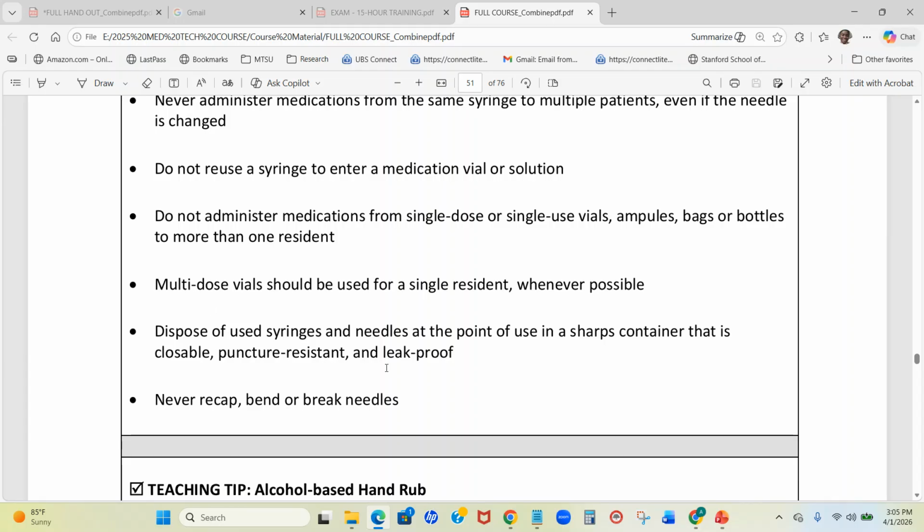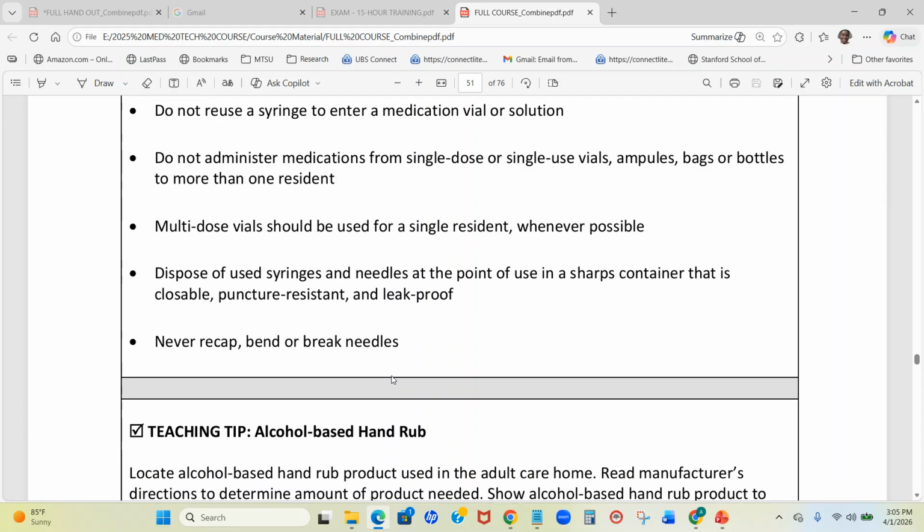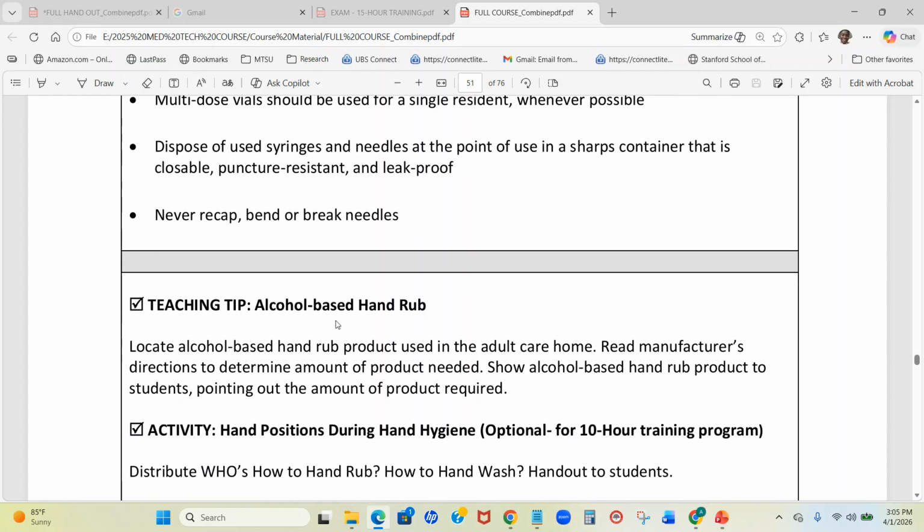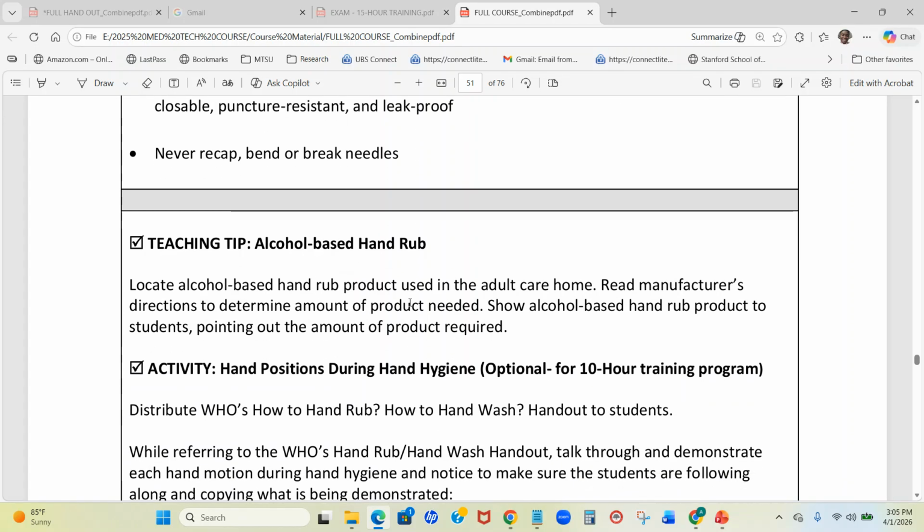Dispose of used syringes and needles at the point of use in sharps containers that are closable, puncture resistant, and leak proof. Never recap or bend or break needles. And don't put them in the regular trash cans. Don't do that.